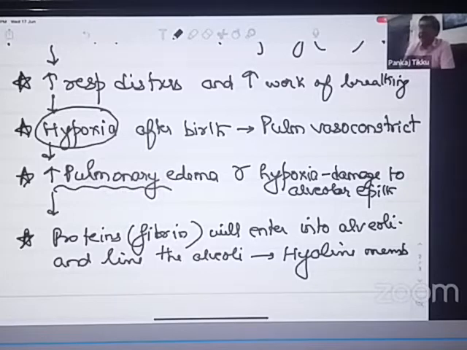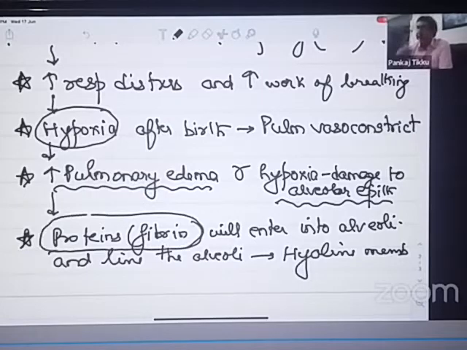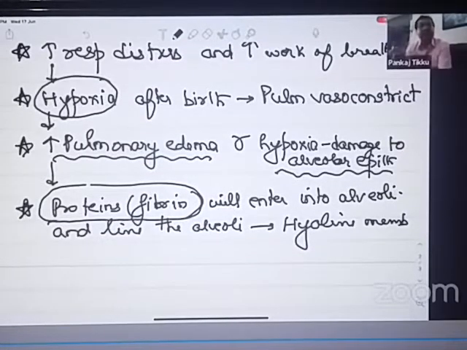Pulmonary edema will occur, and because of the hypoxia, there will be damage to the alveolar epithelium. So the alveolar epithelium will get damaged, and there will be pulmonary edema. So whatever fluid is present inside the pulmonary vessels will leak into the interstitium. Among this, certain proteins such as fibrin, which are present in the lung interstitium, will then enter into these alveoli because the alveolar epithelium has already got damaged.